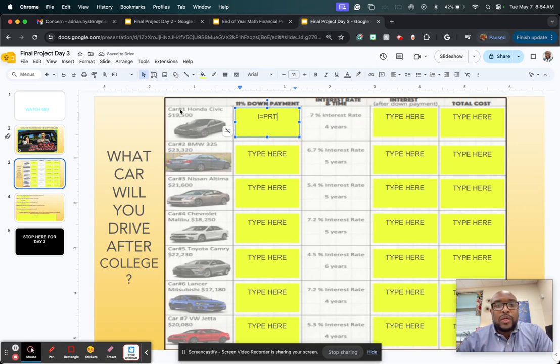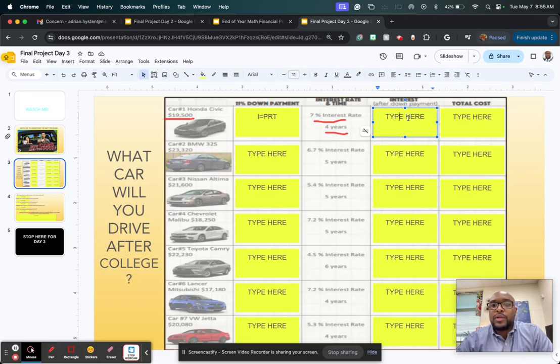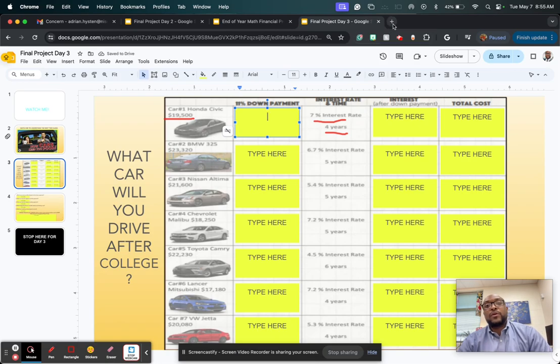So our principal is right there, 19,500. I'm going to circle that or underline it. Our rate is right here, and our time is here. So we have to consider that when we consider what the total cost of the vehicle would be, right? So the interest is going to be calculated after the down payment. So first, what is an 11% down payment on a $19,500 vehicle?